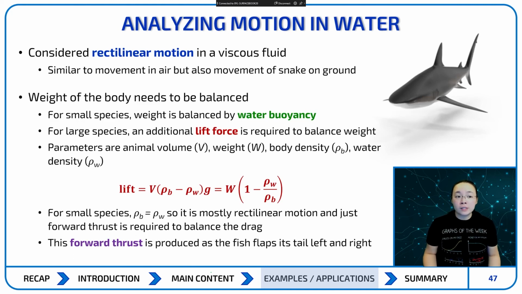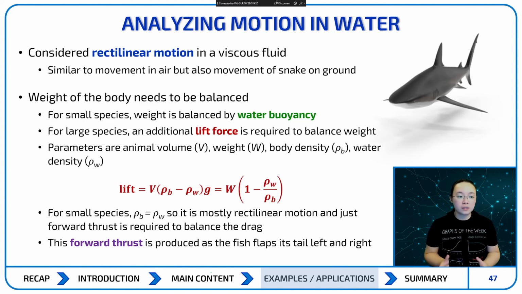So now that we know what kind of forces act on our objects in water, we can now analyze motion for any living organism that is in an aquatic environment. When you're taking a look at motion in water, a lot of people try and relate it to rectilinear motion in a viscous fluid. So it's similar to movement in air, but also similar to the movement of a snake on the ground. Because most fishes, in order to swim, they're going to propel forward.